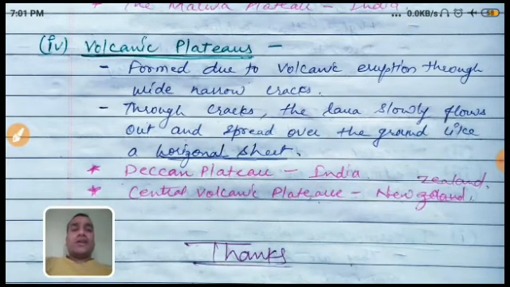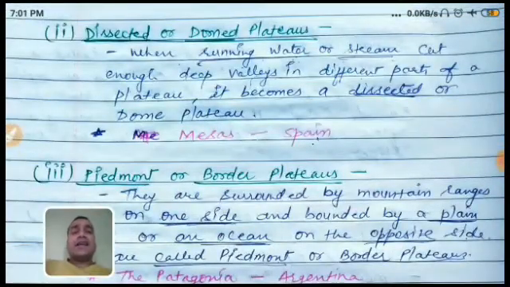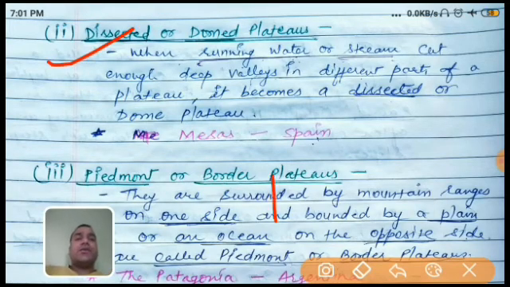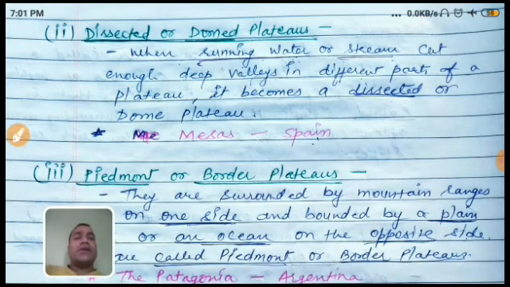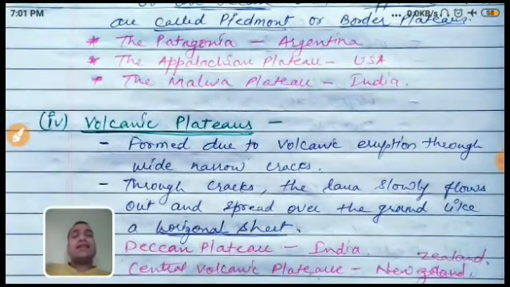So I hope you understand this lecture about plateaus. What is a plateau? It is a table-like structure, with a height of about 300 meters. There are four types. First one, the intermountain plateau. Second one, the dissected plateau. Third one, the Piedmont plateau. And fourth one, the volcanic plateau. I hope you understand all four types of plateau and what a plateau is. And please remember their examples also, because in examination it will also come in the form of exercises.